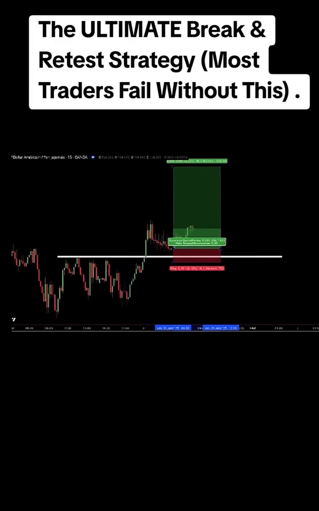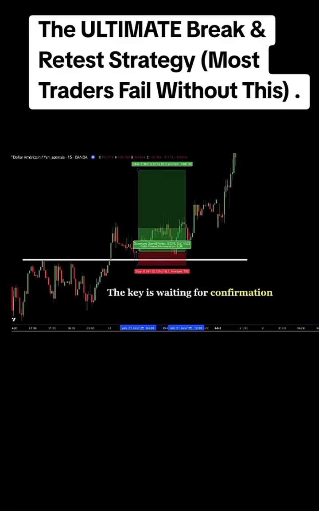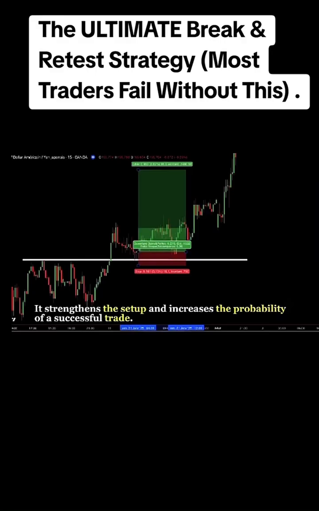Besides pin bars, you can also use other candle patterns for confirmation. Tailed bars. These candles have long wicks, indicating rejection at key levels. Dojis. These are indecision candles that can signal a potential reversal, especially when they appear during a retest. The key is to wait for confirmation. When multiple wick rejections form at the same level, it strengthens the setup and increases the chances of a successful trade.